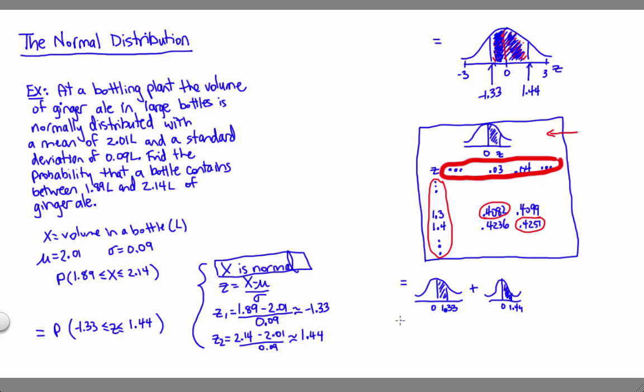Now, thanks to our table, we know what each of these areas are. From 0 to 1.33, we've got an area of 0.4082, and from 0 to 1.44, we've got an area of 0.4251. So adding these together, we'll have our final answer. It works out to 0.8333, or if we want to express that as a percentage, 83.33%. So the probability that a bottle contains between 1.89 liters and 2.14 liters of ginger ale is 83.33%.